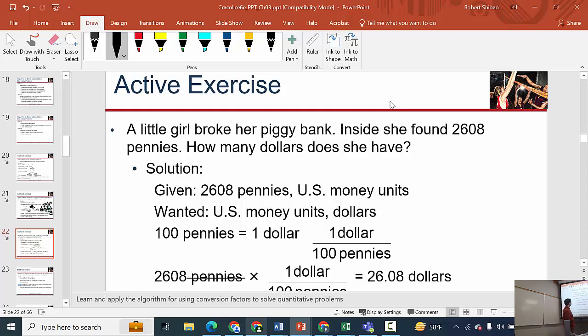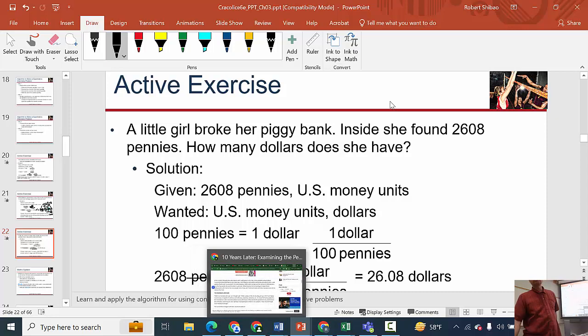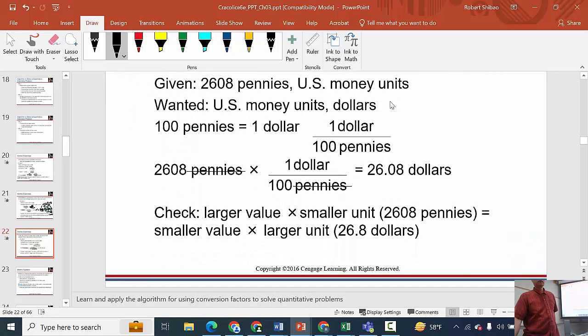Okay, let's look. A little girl broke her piggy bank. Inside she found 2,608 pennies. How many dollars does she have? You probably could do this one in your head. Yeah, $26.08. So we just use division instead. Yeah, we could use this conversion factor here. This is just a one-step conversion factor. Oh, a huge piggy bank.